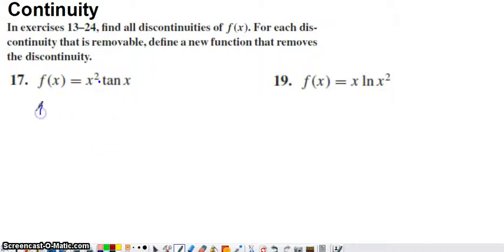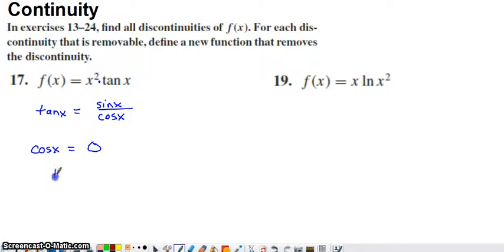And you should hopefully recognize that tangent of x can be rewritten as sine of x over cosine of x. And this fraction is definitely going to have a denominator of 0 anytime cosine of x equals 0. So in order to figure out what the discontinuities of f of x are, we set cosine of x equal to 0 and then attempt to solve that.